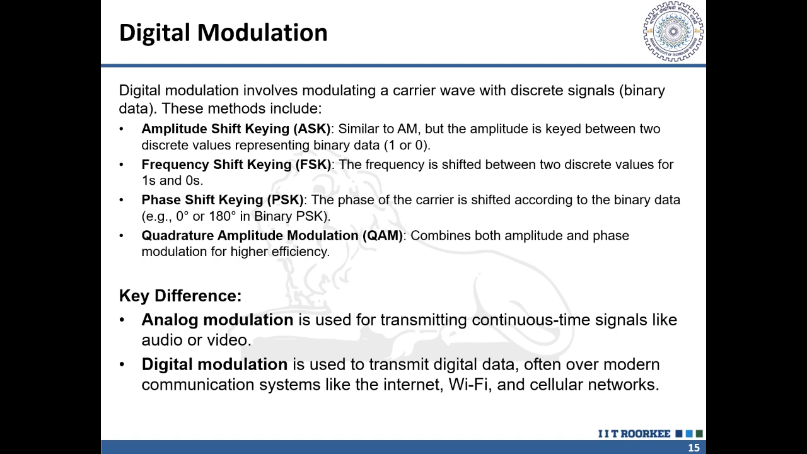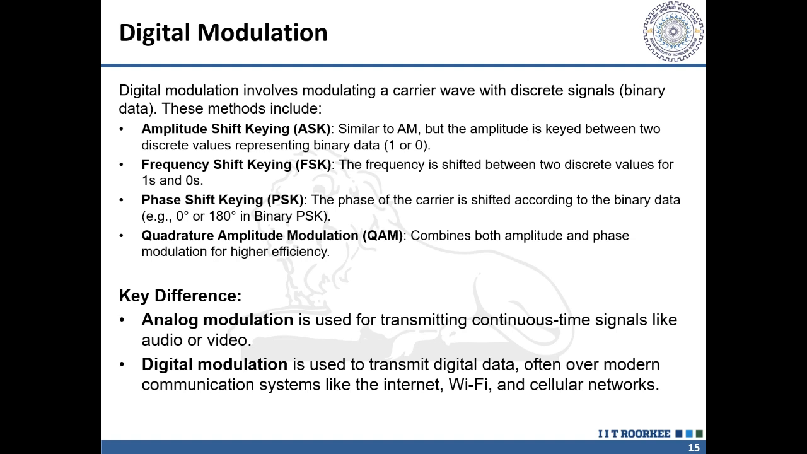Now let's move to digital modulation. Digital modulation involves modulating a carrier wave with discrete signals. Discrete signals are like binary signals of 1 and 0. And these methods include amplitude shift keying, frequency shift keying, phase shift keying, and quadrature amplitude modulation.